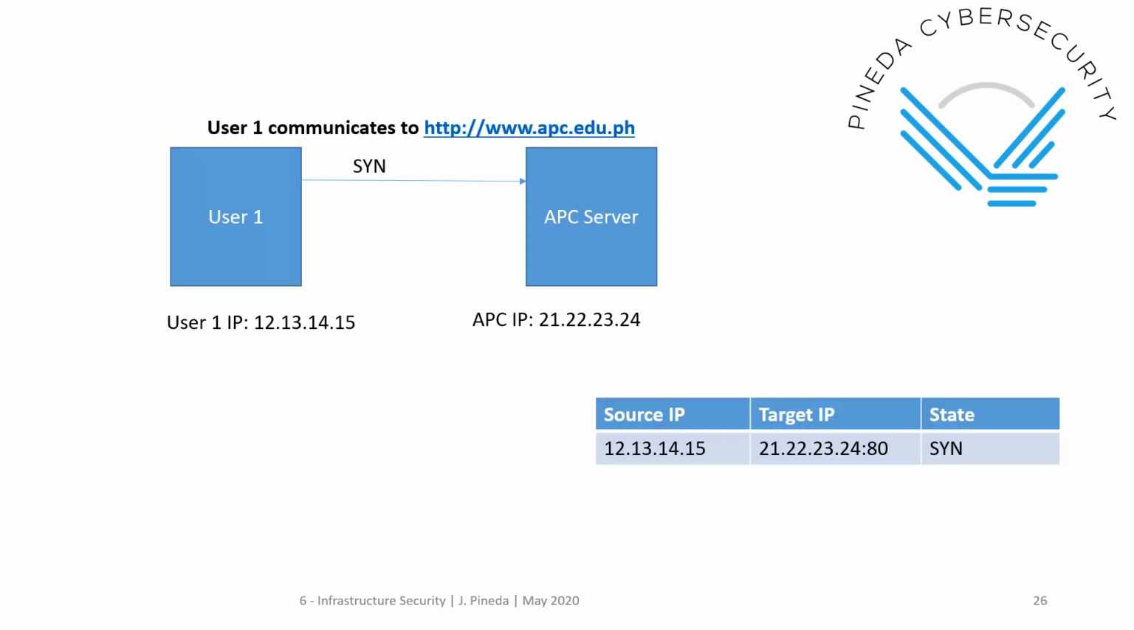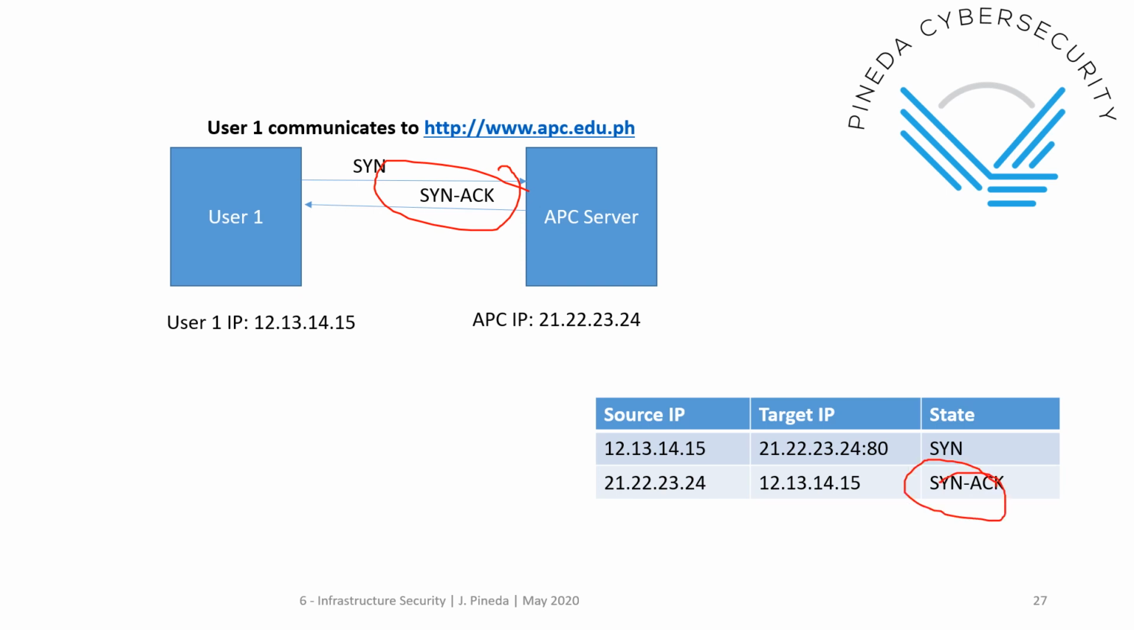So let's simulate. The user once again communicates to the APC server. It sends a SYN packet, and then it will be recorded here in what we call the state table. And then the APC server will reply back with an ACK, and then it will also be recorded in the session table.